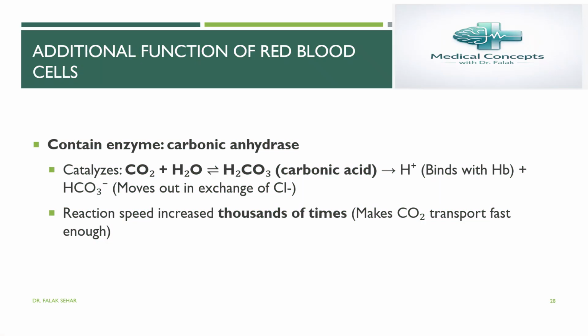Now looking at the additional function of red blood cells, which is carbon dioxide transport. Red blood cells contain the enzyme carbonic anhydrase, which plays a key role in this process. It catalyzes the reaction between carbon dioxide and water to form carbonic acid, which then dissociates into hydrogen ion and bicarbonate. The hydrogen ion binds to hemoglobin while bicarbonate moves out of the cell in exchange for chloride ion. This is known as chloride shift.